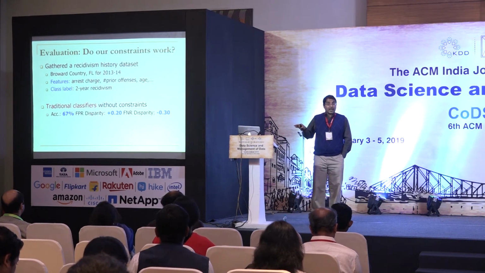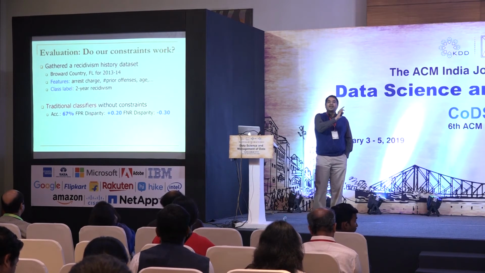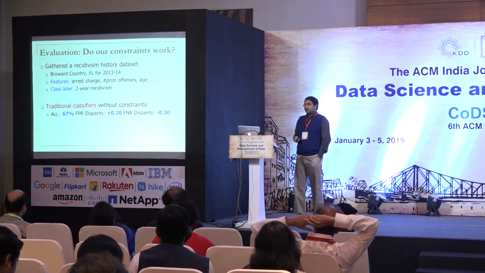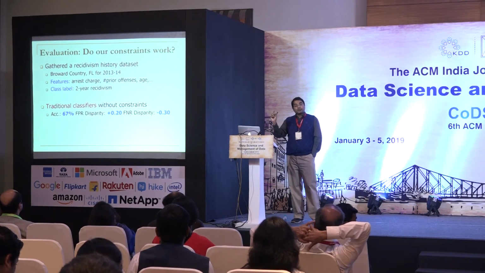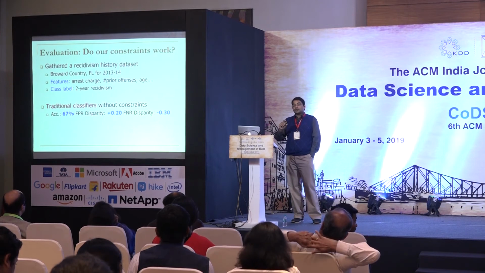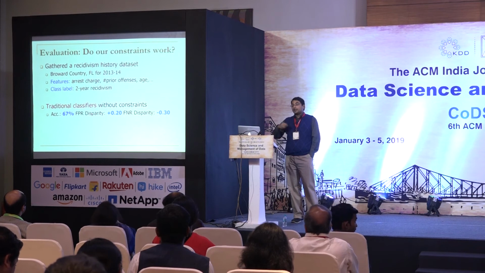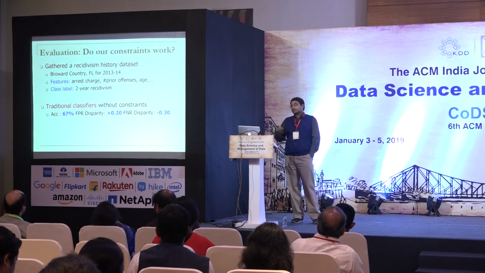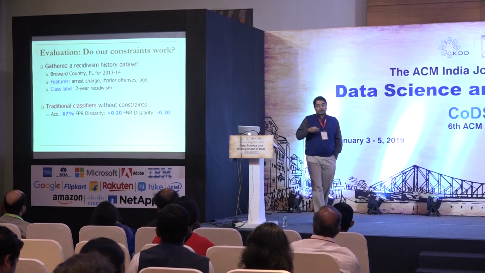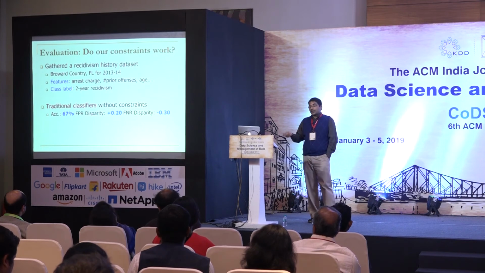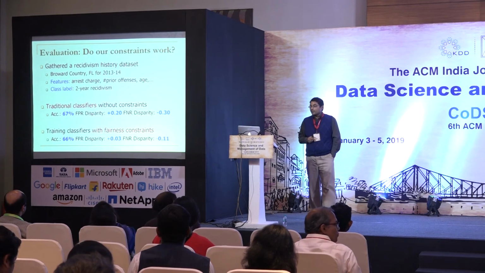Notice that this is not the actual accuracy of the Compass tool. We don't know that because that's a black box to us. We're just imitating the design of the Compass here. The disparity in the false positive rates is 20 percentage points in favor of whites. And in terms of false negative rate, the whites had a 30 percentage points lower false negative rate. So there is clearly disparity. The traditional classifiers are actually causing disparate mistreatment.